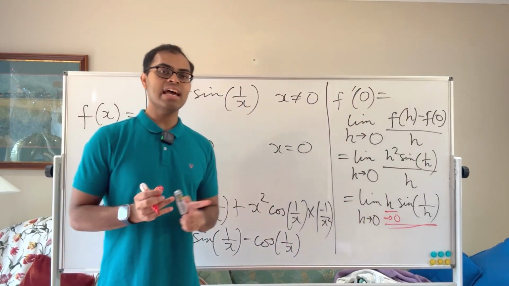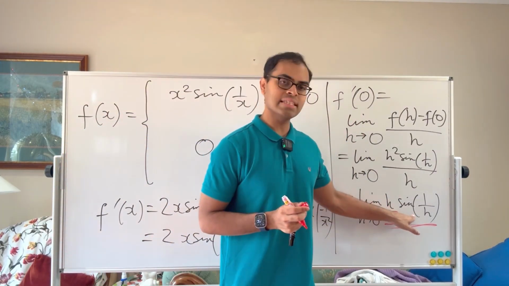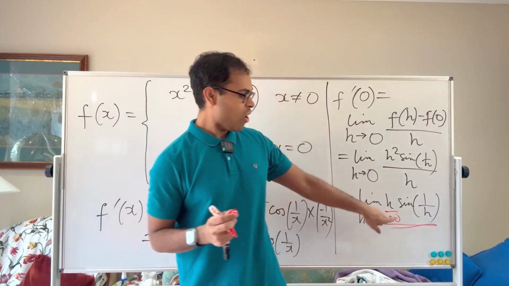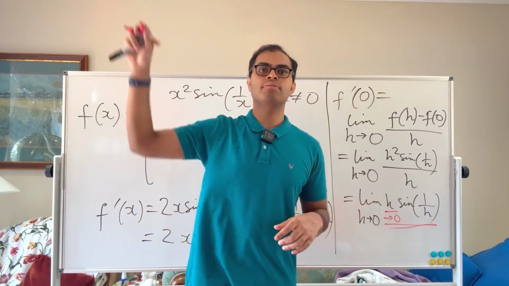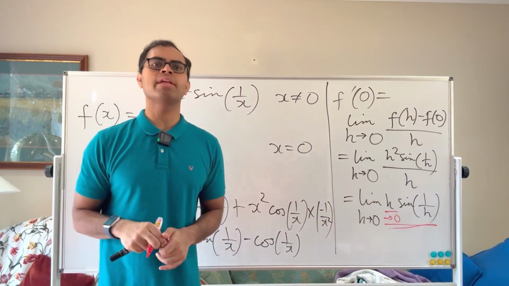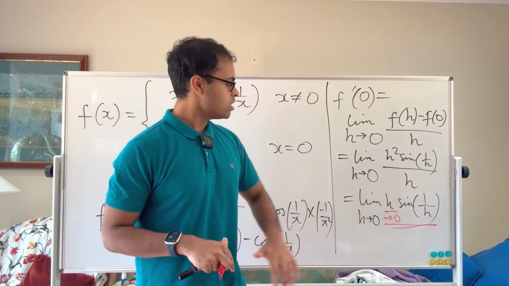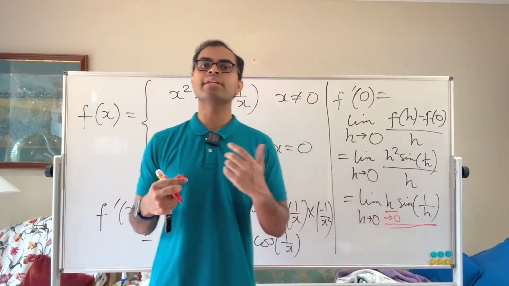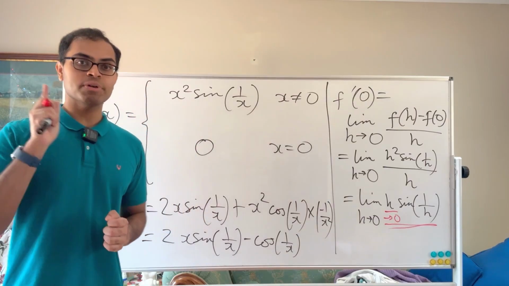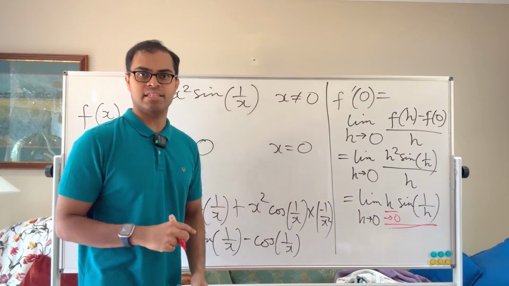And the idea here is that 0 times something that doesn't exist is 0, because the sine 1 over h doesn't go to infinity. You don't have an indeterminate form like 0 times infinity. You have something that's a number between minus 1 and 1. So if you multiply it by something very small, it's going to approach 0. That's the intuition, but check out that video to really deeply understand it, okay?